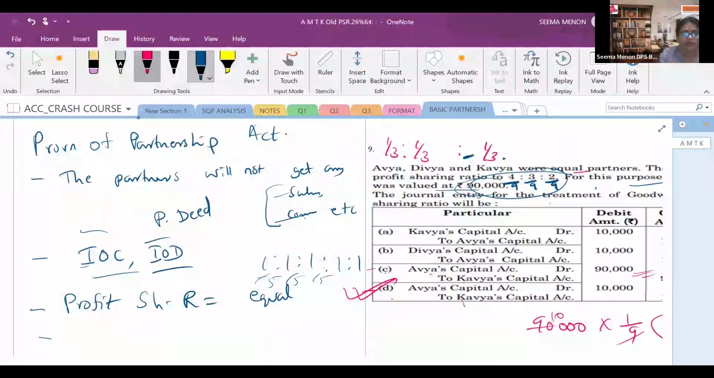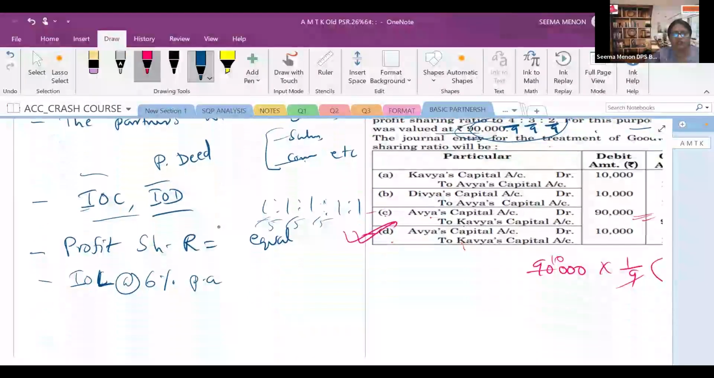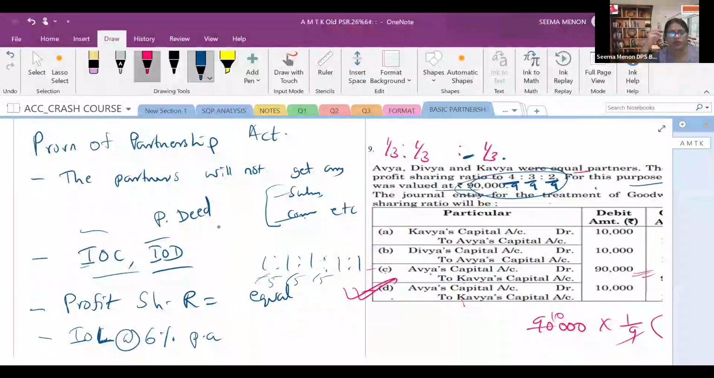Okay. Then next one, interest on loan. Already I discussed IOL. What is interest on loan? If nothing is mentioned in the deed, and the rate is not given in the question, it will always be charged at the rate of 6% per annum. Compulsorily, we have to learn these provisions. Without understanding these provisions, you will not be able to do the questions. Okay.